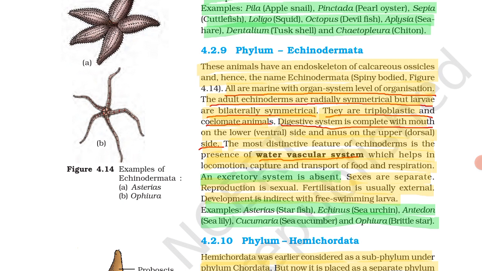Their most distinctive feature is the water vascular system, which helps in locomotion, transport, capture and respiration. The excretory system is totally absent. Sexes are separate. Reproduction is sexual. Fertilization is external, and development is indirect with a free swimming larva. Examples are Asterias starfish, Echinus sea urchin, Antedon sea lily, Cucumaria sea cucumber, and Ophiura brittle star.